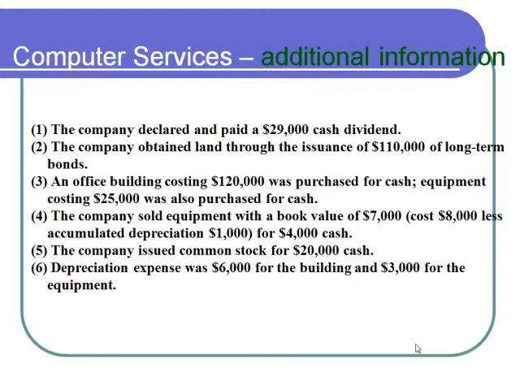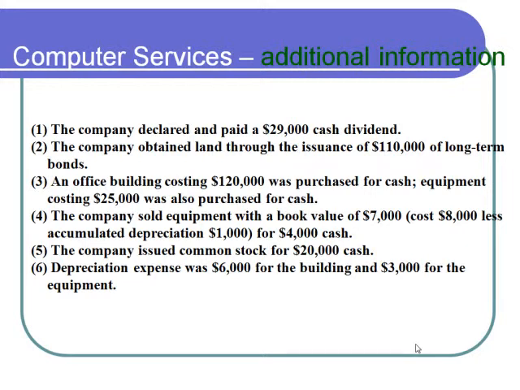An office building costing $120,000 was purchased for cash. Equipment costing $25,000 was also purchased for cash. Well, these are definitely cash transactions because they've told you that. Where do building and equipment go on the balance sheet? Are they current assets or long-term assets? Building and equipment are long-term assets, so therefore they will be in the investing section of the cash flow.